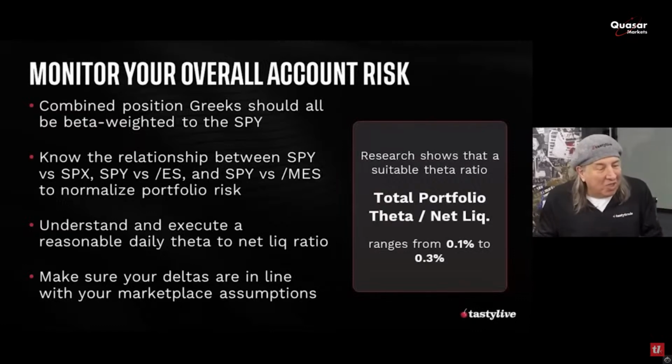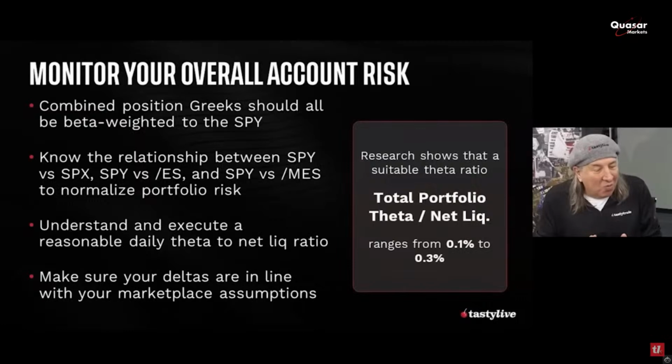Then what we do is we look at our theta number. We're not going to get into all the Greeks. We're just going to look at delta because you have your beta weighted deltas now. Everything is beta weighted to the SPY. And then we're going to understand a reasonable daily theta to net liq ratio. You can't manage a portfolio unless you know what you're looking for. So I'm going to get into that in 1 second.